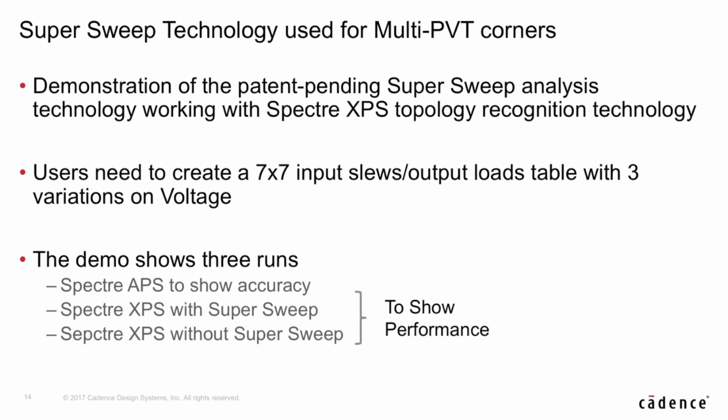So the demo actually illustrates 3 runs. We run the Spectre APS, that's our accuracy baseline. We want to make sure that if we run XPS without super sweep or with super sweep, we will see similar accuracy as we get from Spectre APS. Then we will run 2 Spectre XPS runs. One is using Spectre XPS with super sweep, one is without, and that's when you will see what kind of performance improvements we get. So here is the demo.